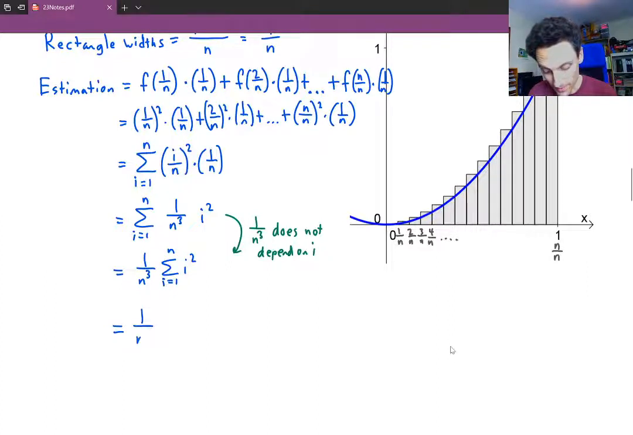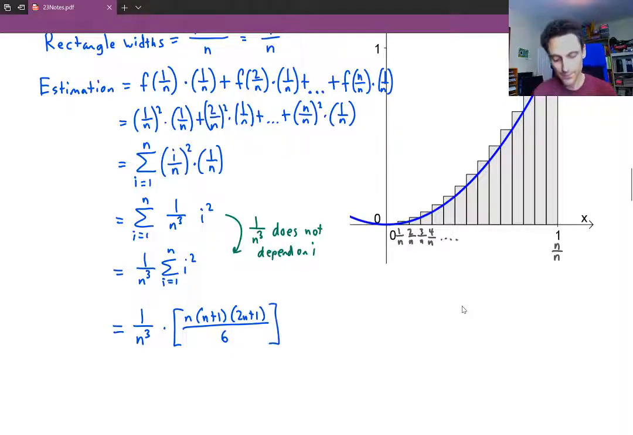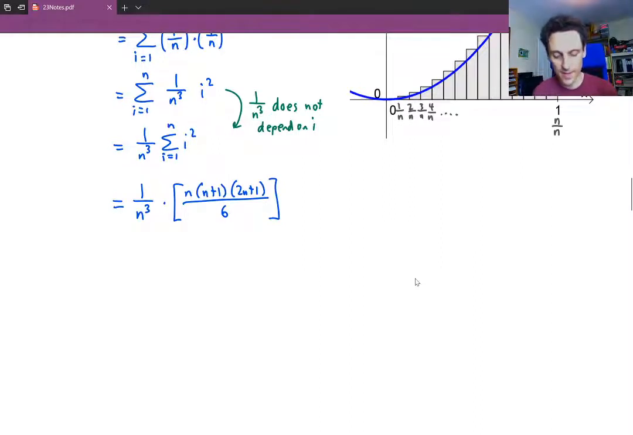Well, this is great because we have a formula for the sum of the first n square numbers. So this is like 1 squared plus 2 squared plus 3 squared all the way up to n squared. We have a formula for that. It goes something like this. I'll write it in brackets. n times n plus 1 times 2n plus 1 over 6. That's our formula for the sum of the first n squares.